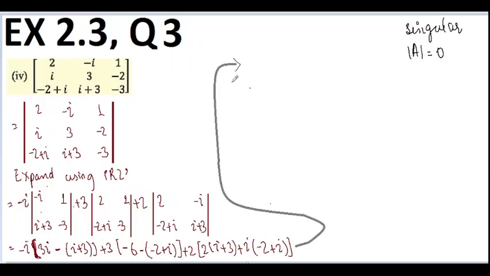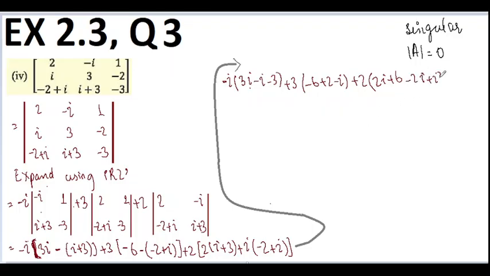Now the next step would be minus iota into 3 iota. Minus into iota plus 3 gives us minus iota minus 3, then plus 3 into minus 6 remains the same, and then this negative sign is multiplied with both the terms in brackets, so we get minus 6 plus 2 minus iota, then plus 2 remains as it is, and 2 into iota gives us 2 iota, and 2 into 3 gives us 6, so 2 iota plus 6, then iota is multiplied with these terms, so we get minus 2 iota plus iota square.